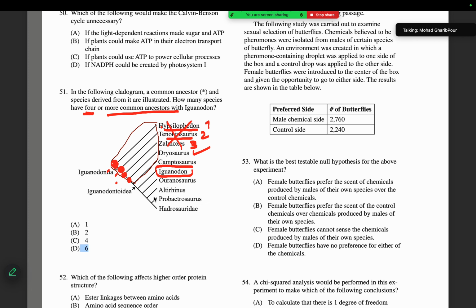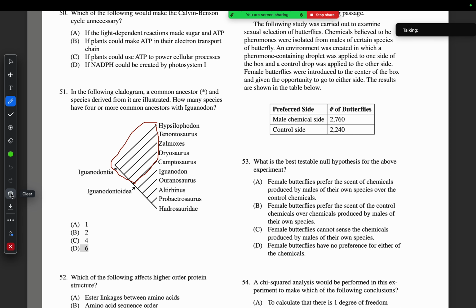And this one has 5. This one has 6. This one is 7. These two have 8. So these ones. So we have 1, 2, 3, 4, 5, 6 species that share 4 or more common ancestors. Got it? Yeah. Okay.